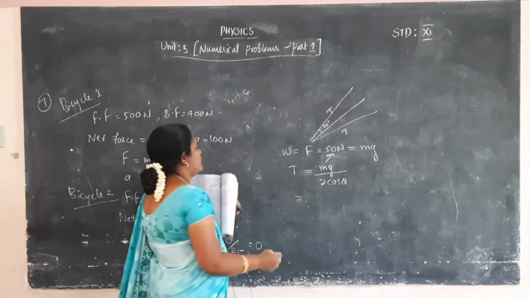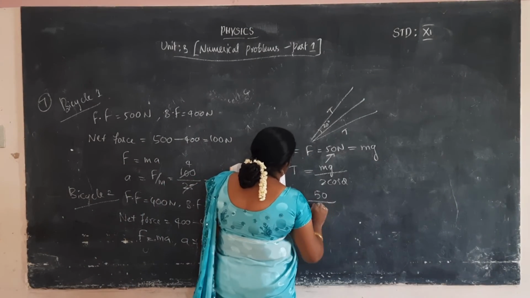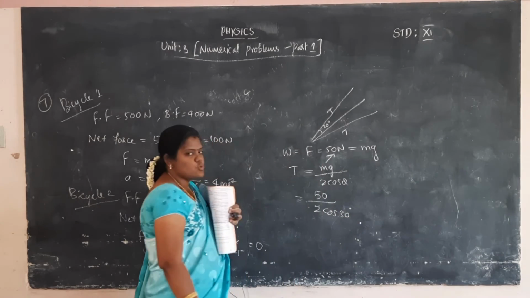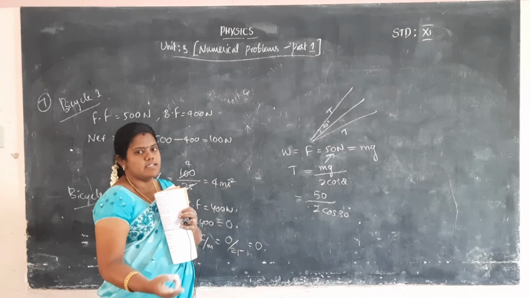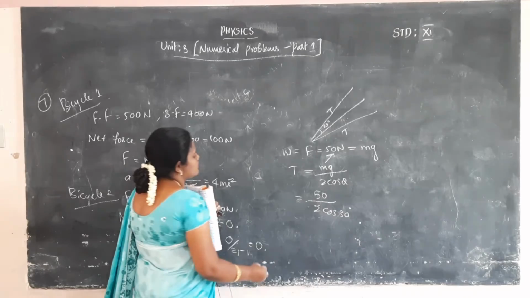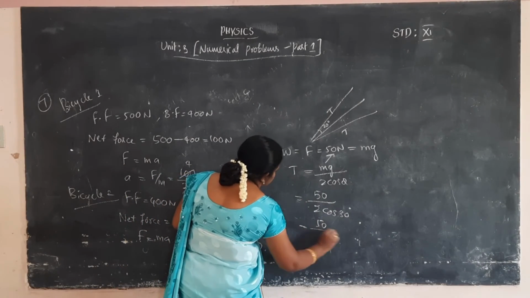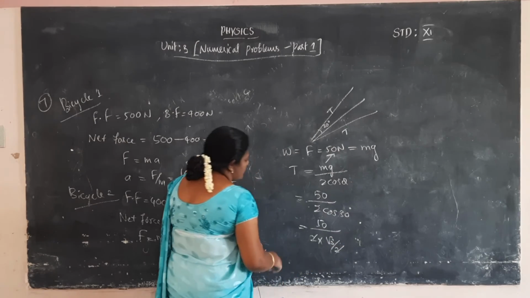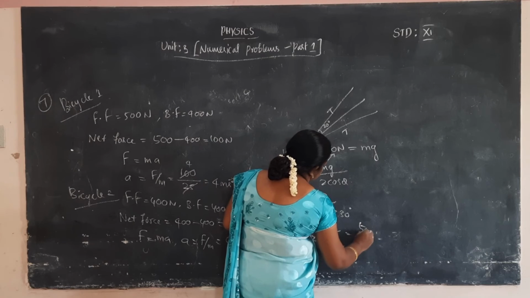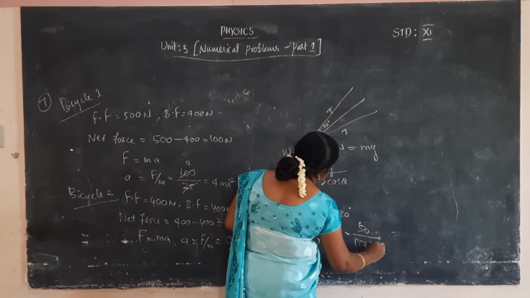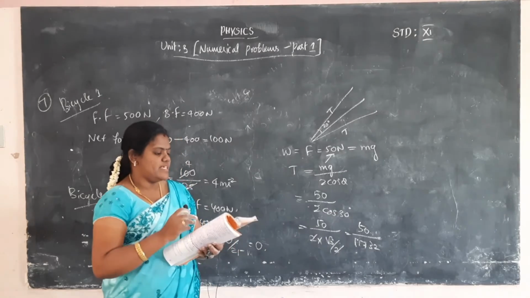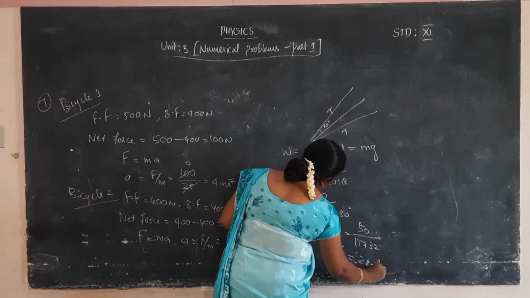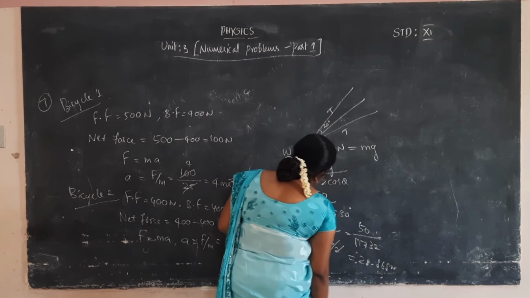So in place of mg, you put 50. 50 by 2 into cos angle is 30 degree. So 50 by 2 cos 30. So cos 30 is root 3 by 2. 2 cancel. So 50 by root 3 is 1.732. So 50 by 1.732 is equal to 28.868 Newton. This is the value.